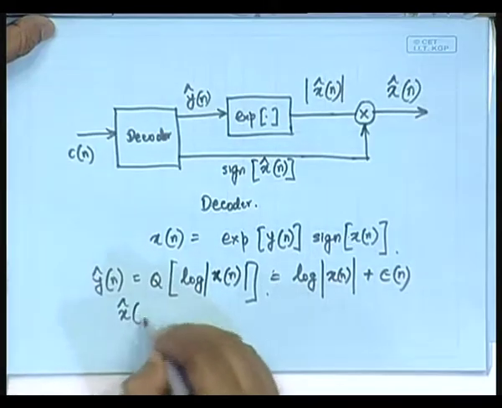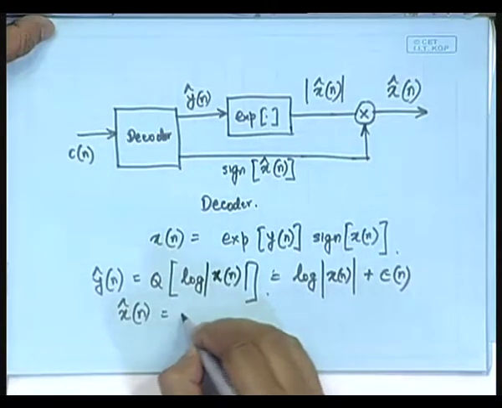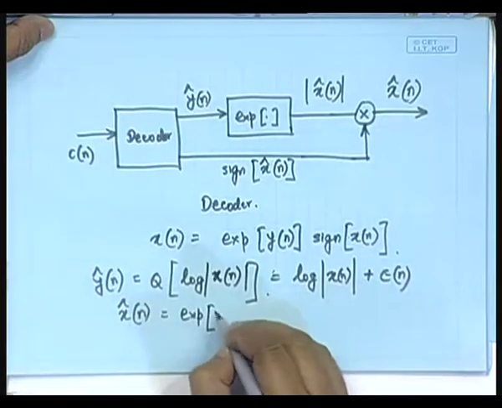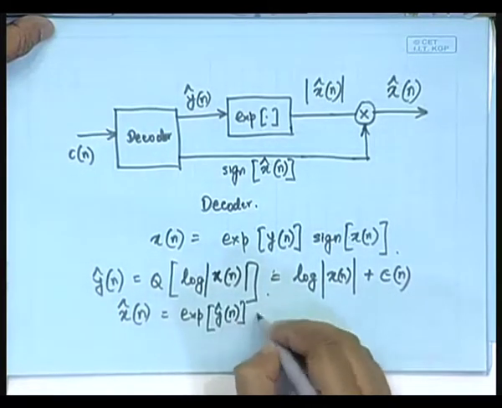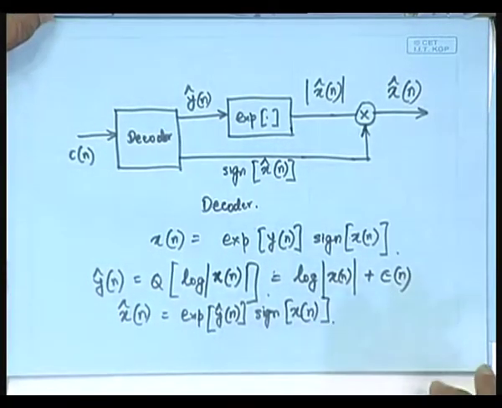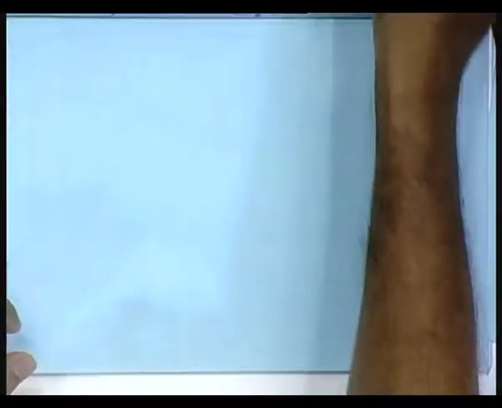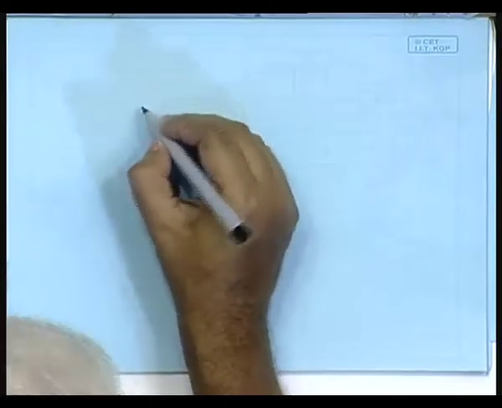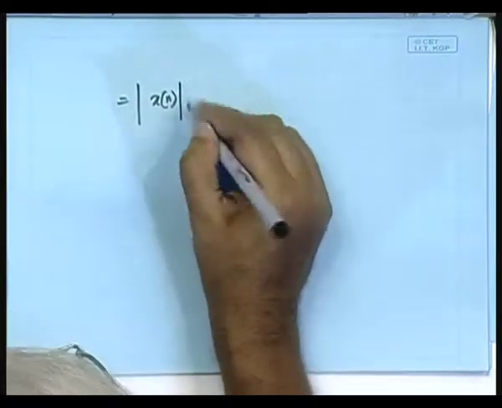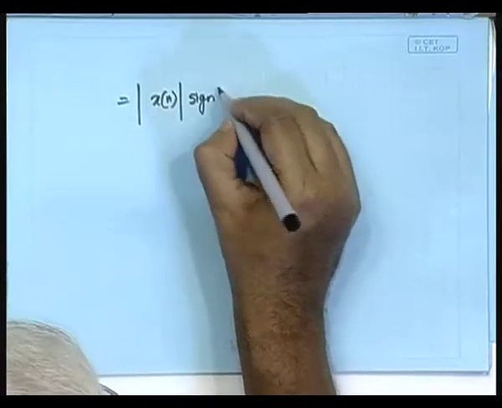Once we obtain this y cap of n, then x cap of n, that is at the decoder end, will be written by this equation directly: x cap of n is exponential of y cap n into sine of x n. And here exponential y cap n can be written as mod of x n into sine of x n. This directly follows from our encoder.